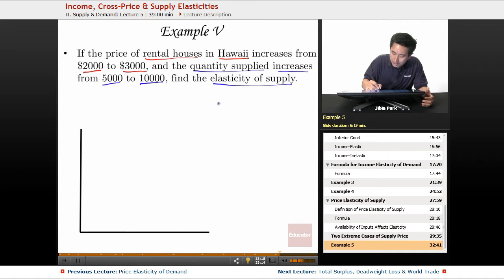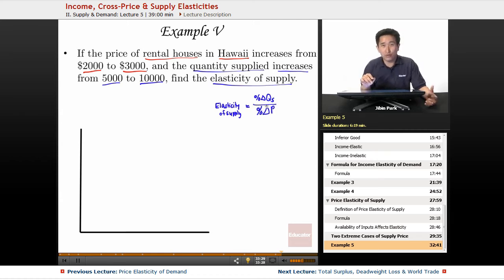So the elasticity of supply equals the percent change in quantity supplied over the percent change in price. Now, they don't give you the actual percentage. You actually have to find the percentage yourself. So we'll go ahead and do that here.